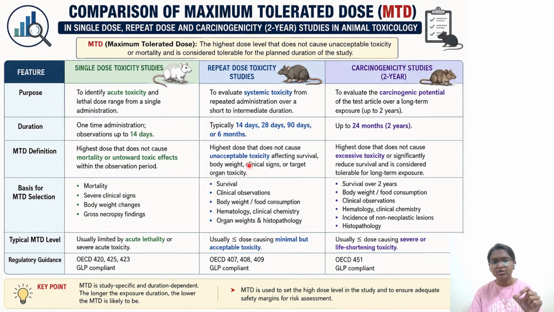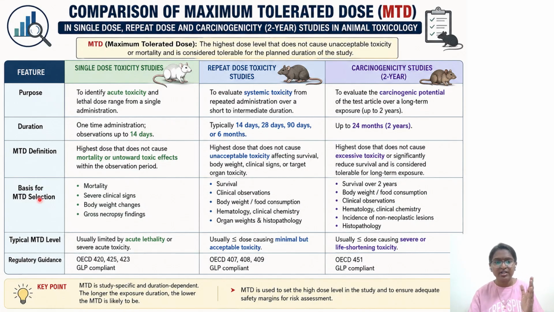Okay. In the case of repeat dose toxicology, the same MTD definition is the highest dose that does not cause unacceptable toxicity. Here, untoward toxic effects and mortality, it did not cause death. It should not cause death, affecting survival, body weight, clinical signs, and target organ toxicity. Coming to cancer study, highest dose that does not cause excessive toxicity, unacceptable, untoward, excessive toxicity, significantly reducing survival and is considered tolerable for a longer exposure period.